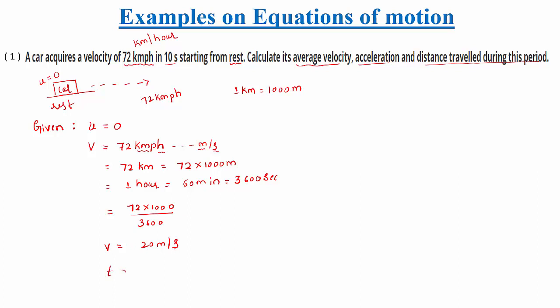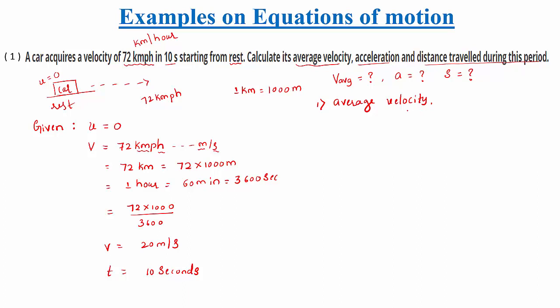Then also time interval is given. 10 seconds. So what we have to calculate? These are the givens. Then what we have to calculate? Average velocity. Average velocity means we can write it as V average. Then we have to calculate acceleration. And also distance traveled during this period means S. Distance traveled or displacement is denoted by S. First we have to calculate V average. Average velocity of the car.